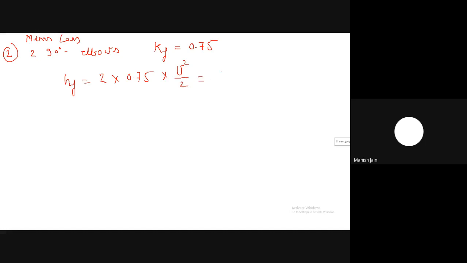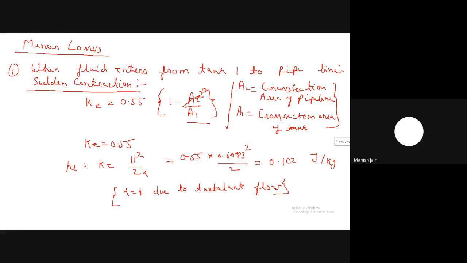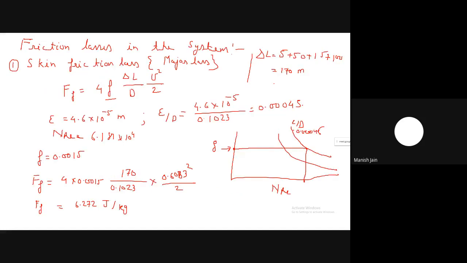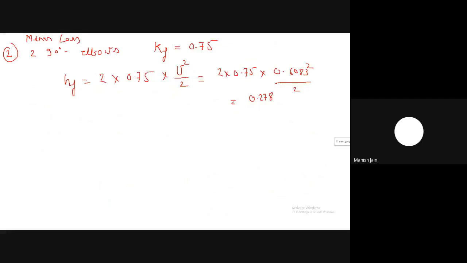Just substitute the value of v square, 0.6083 square divided by 2. You will get the value of hf, that is 0.2278. Here this is the he, this is the hf. Everything has different notations.